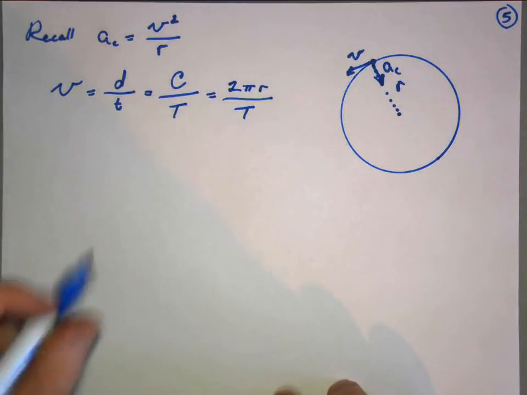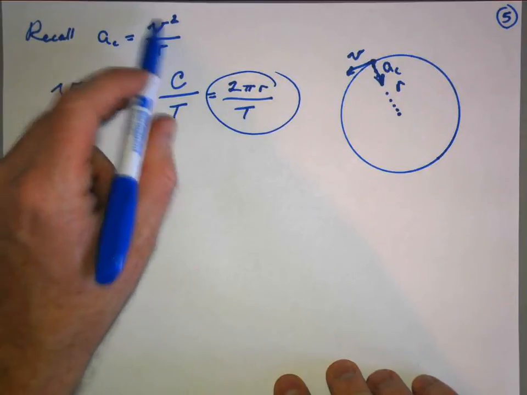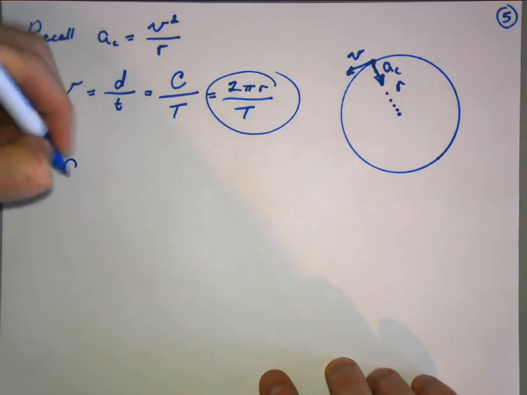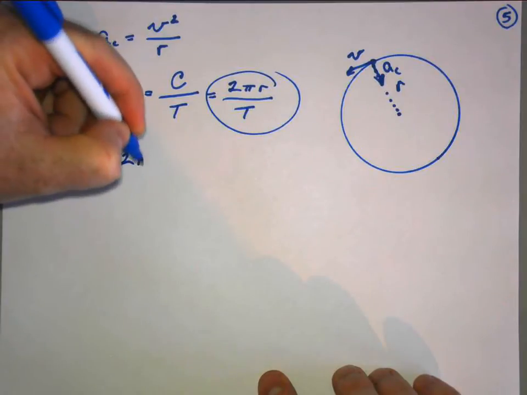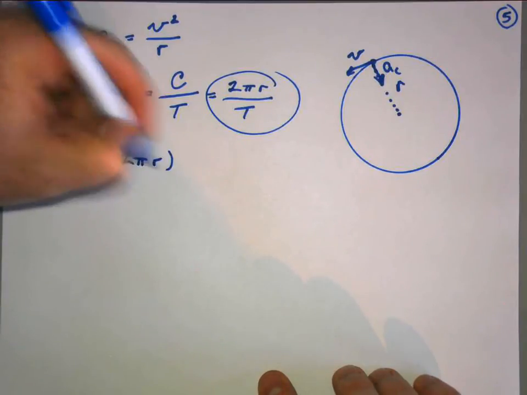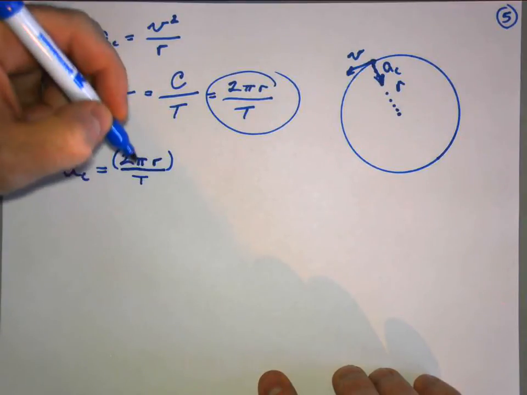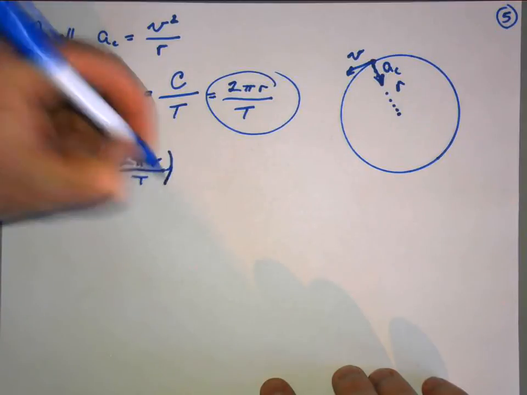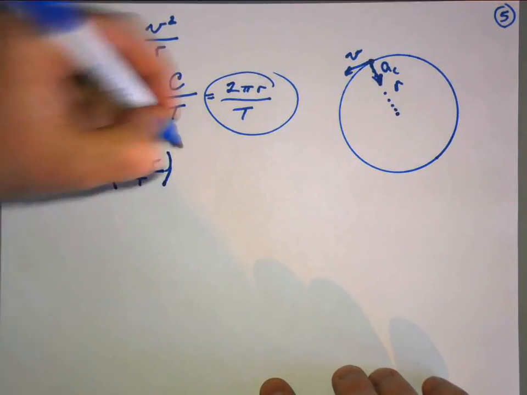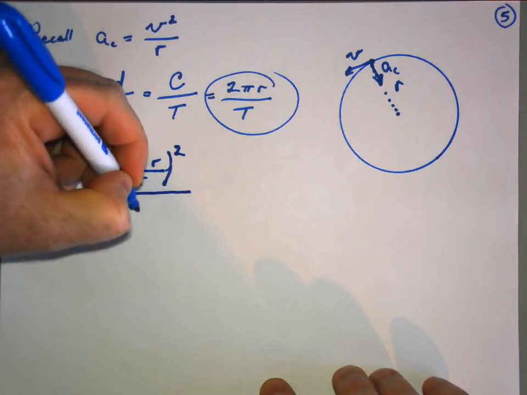So we're going to make this substitution. We're going to take this and put it into this equation where we see the v. And we're going to rewrite this equation. We're going to say 2 pi times radius divided by the period, this whole thing squared. Then we're going to divide by the radius.